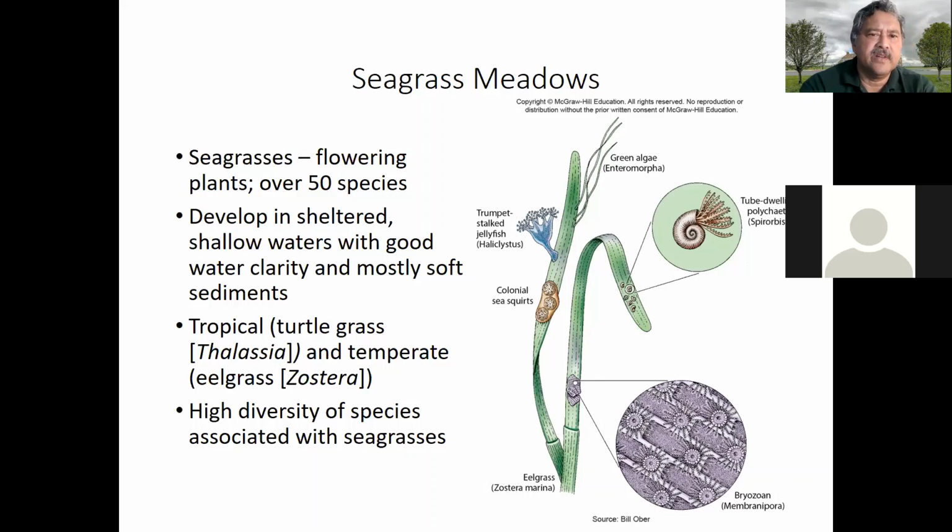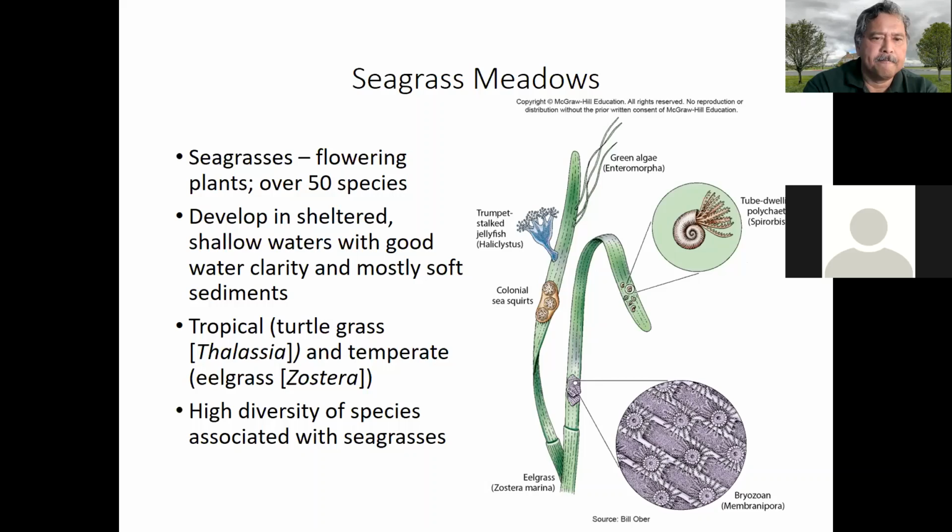These seagrass meadows develop in sheltered, shallow waters with good water clarity, mostly soft sediments, so very much like an estuary region. There are different types of grass. Some are more hardy and more successful in warmer regions, and some can take a cooler temperature, like eelgrass.